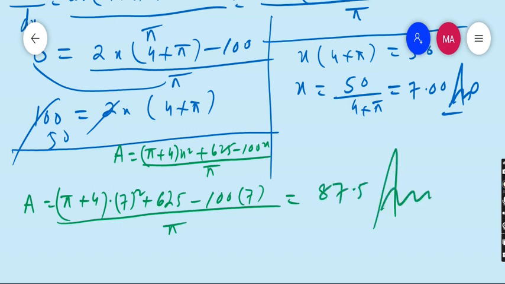And this is the final answer of question number 10. I hope you completely understand this question. Today we are going to do very important questions from the examination point of view.